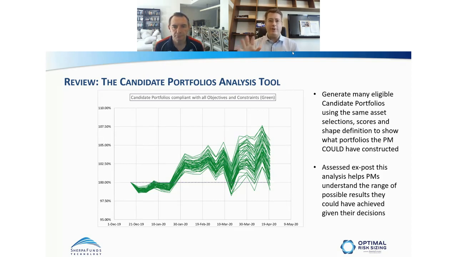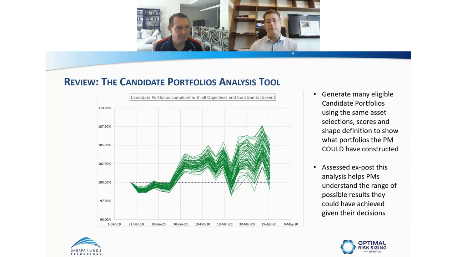Broadly speaking, for those of you who are new, the candidate portfolio analysis is a tool where we generate many eligible candidate portfolios that are compliant with the set of objectives and constraints, the set of portfolio shape definitions, and use the same set of asset selections and scores. That's to say, these are all of the portfolios, or a sampling of all of the portfolios, that the PM could have constructed based on that set of inputs, that set of decisions at that point in time.